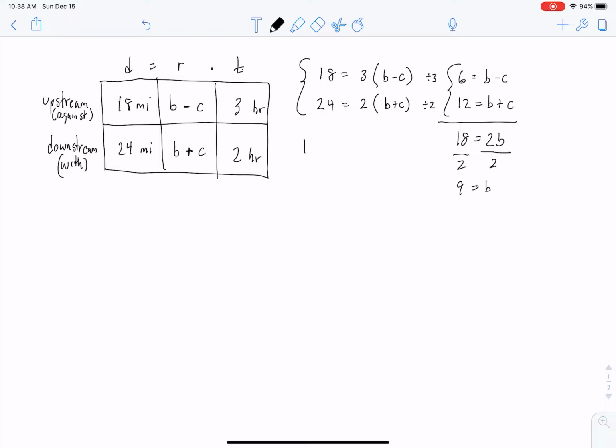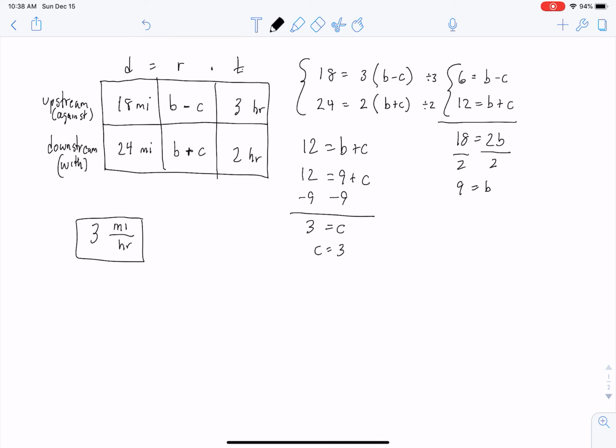So I'll use 12 equals b plus c, and I'll substitute in 9 for b. 12 equals 9 plus c. Subtract 9 and get 3 equals c. C equals 3. So it says, what is the current of the river? And the current is 3 miles per hour.